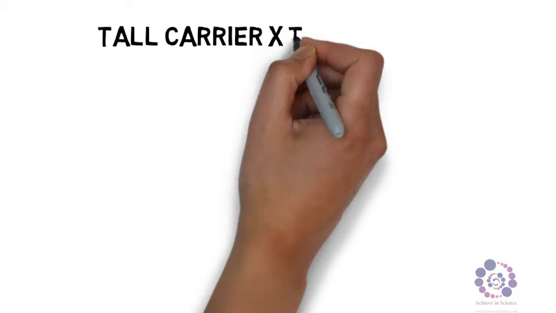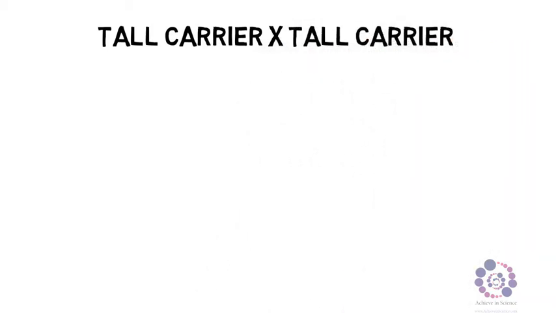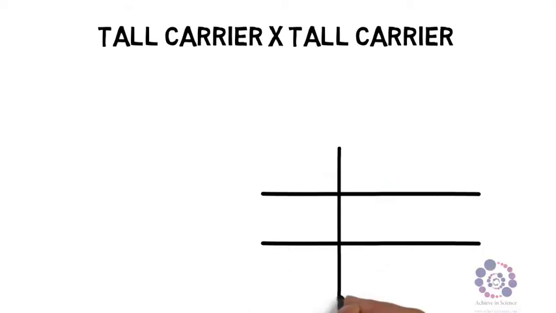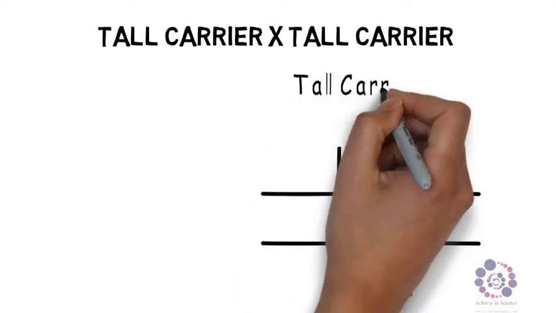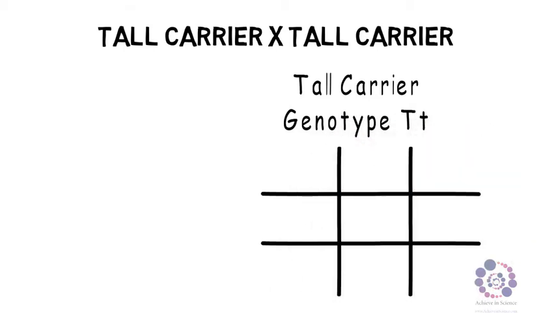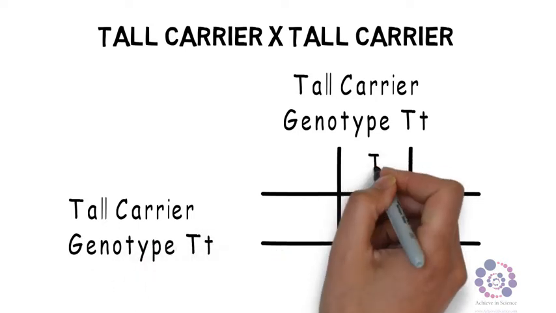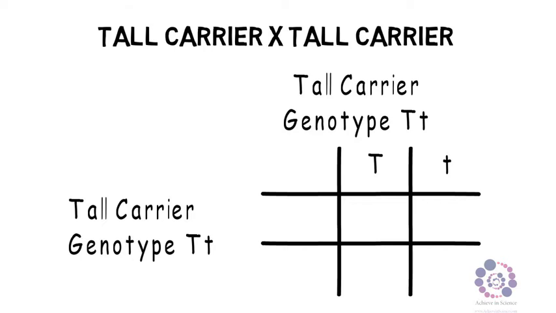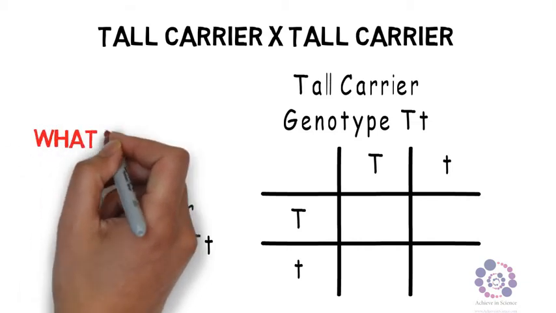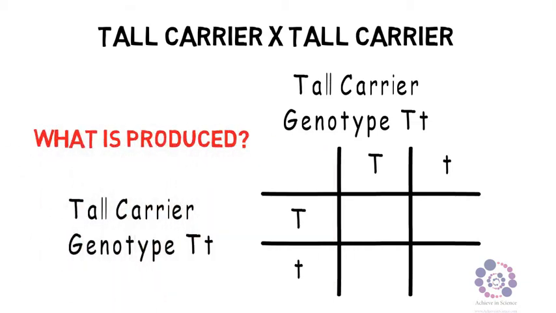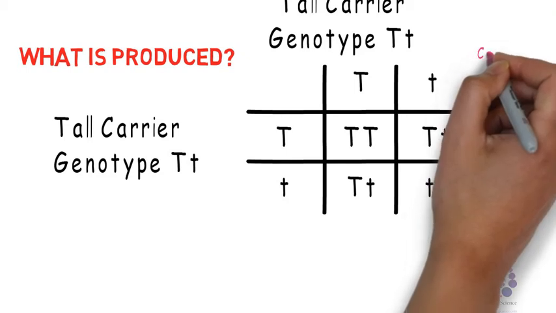Now what would happen if we crossed a tall carrier with a tall carrier? Now for a tall carrier, the genotype will be a dominant allele and a recessive allele, so a capital T and a lowercase t. Now as both parents are carriers, these will be identical. So we can now fill in our genetic cross with a capital and a lowercase t for both parents. Now we can look at what is produced. Well, first of all, we'll have two dominant alleles coming together to produce the genotype capital T, capital T. We'll then have the next genotype of T with a lowercase recessive t, and you can see the rest.